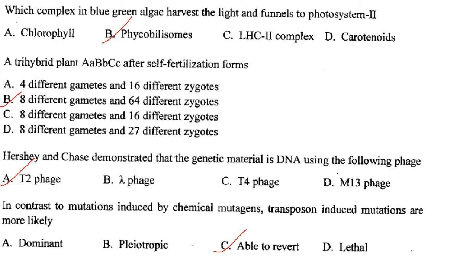Answer is option B. Then Hershey-Chase demonstrated that the genetic material is DNA using which of the following phages? So they used the T2 phage. Answer is option A.